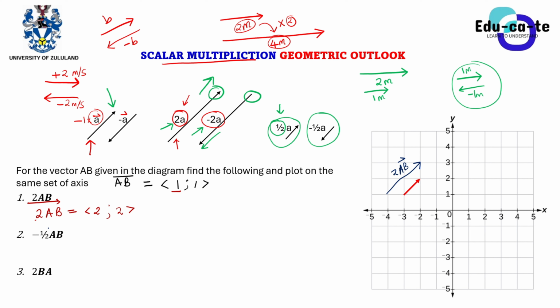Okay, so what about negative half ab? Negative half ab, look at this. We've got two things here. We've got half ab, then we've got negative. First of all, half ab, how can I find half ab? So 1/2 times vector ab, I have just to half each component here. Find the half of the x component, find the half of the y component. In this case, half of 1 is 0.5. So it's just 1 over 2. And then half of 1 is also 0.5. That's 1 over 2. So this is a vector 1 over 2 AB.